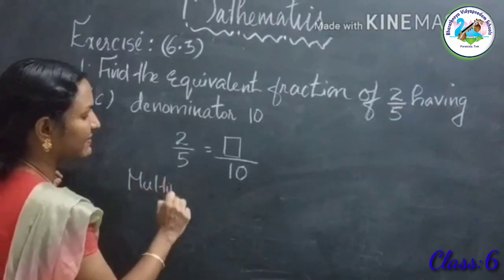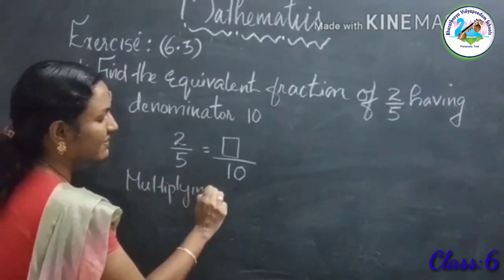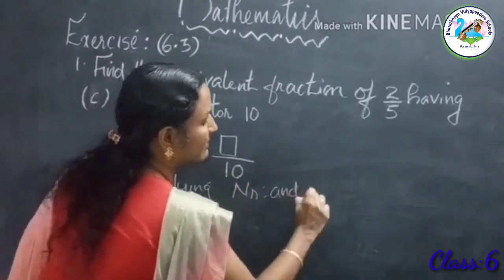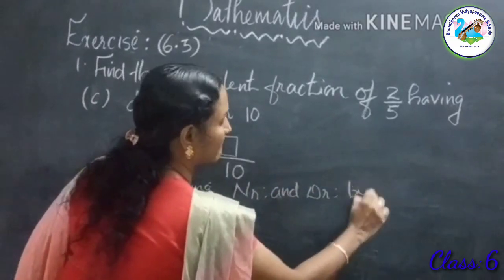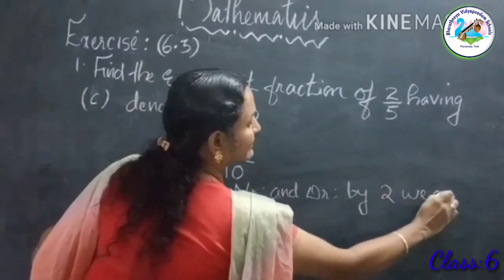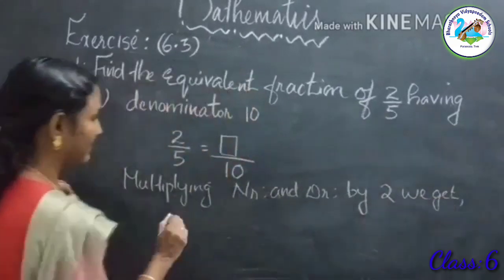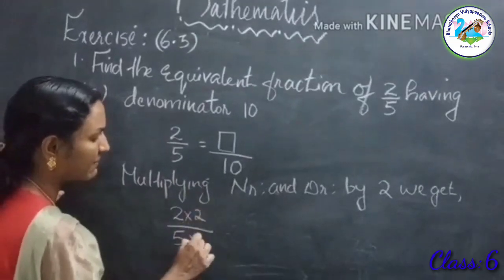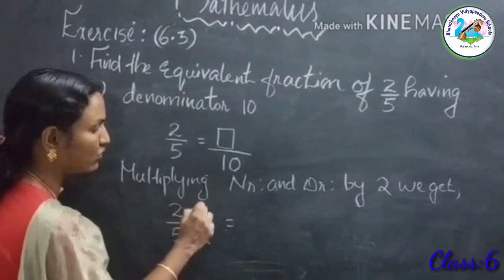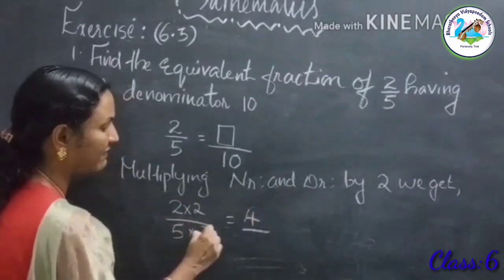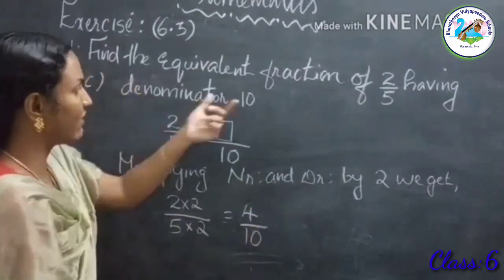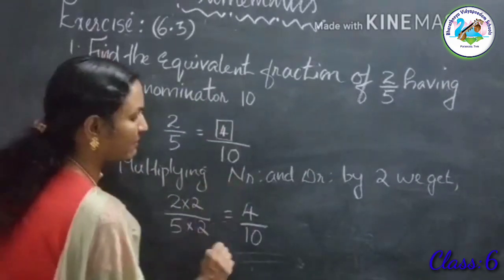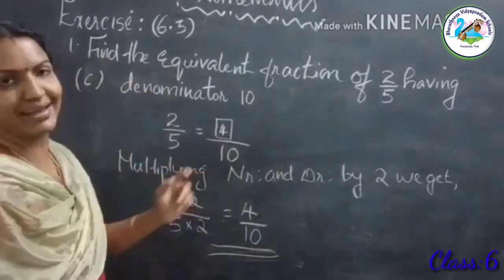Multiplying the numerator and denominator by 2, the given fraction is 2 by 5. Multiplying by 2: 2 into 2, 4. 5 into 2, 10. So our denominator is 10. So the answer is 4 by 10.